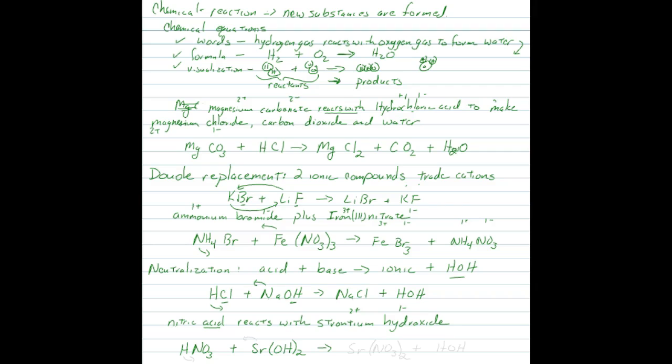And now we proceed with the crisscross stuff. The Sr will kick out the H, SrNO3 plus H kicks out the Sr, HOH. Don't worry about the subscripts, we're not doing any balancing, just write them down. H is 1 plus, OH is 1 minus, so that's good. Sr is 2 plus, nitrate is 1 minus, so you need 2 groups of that. So that ends this lesson on chemical reactions.